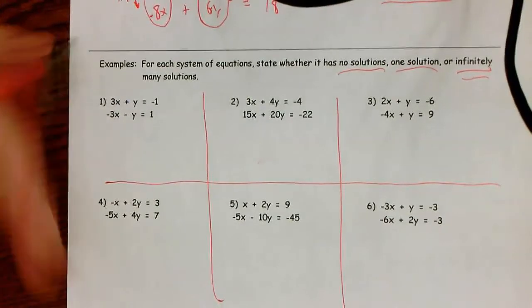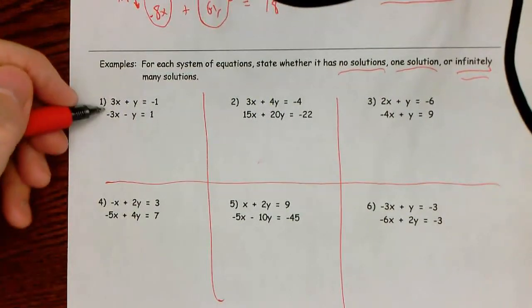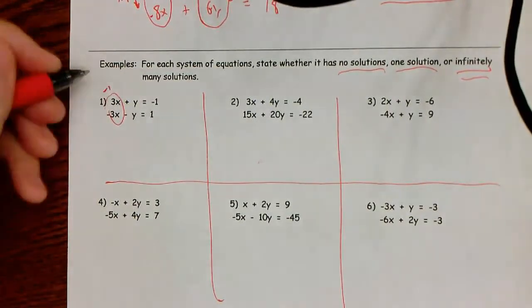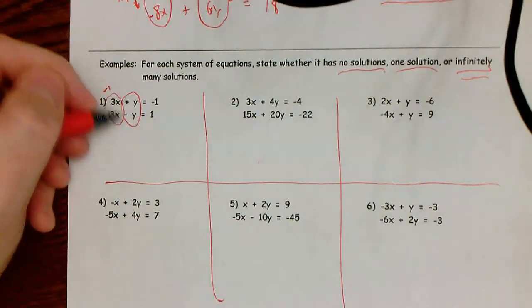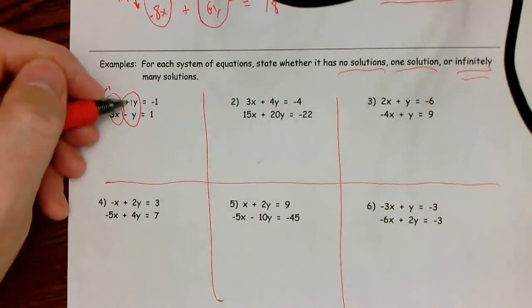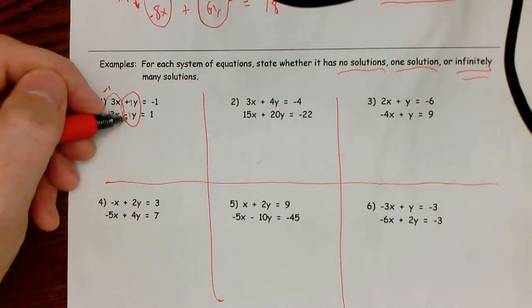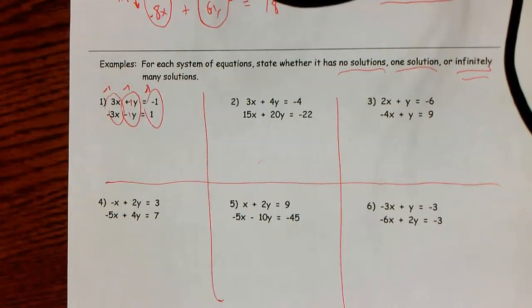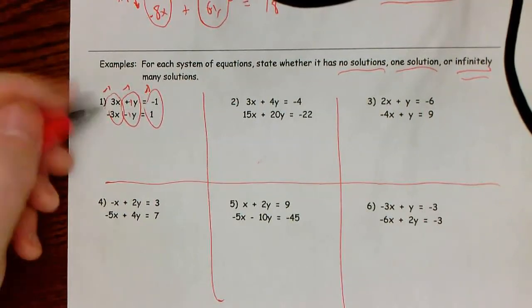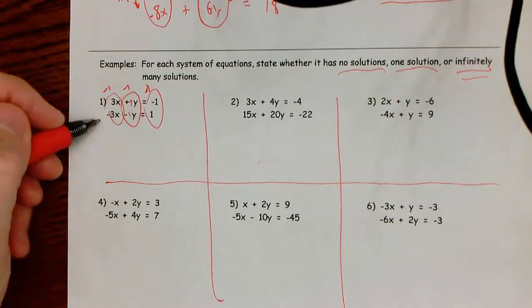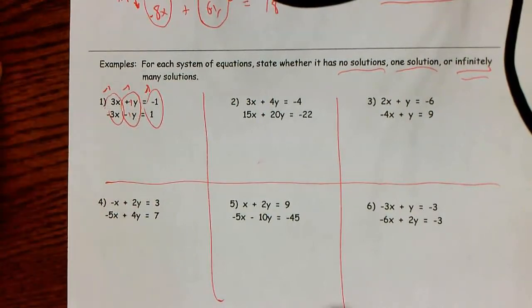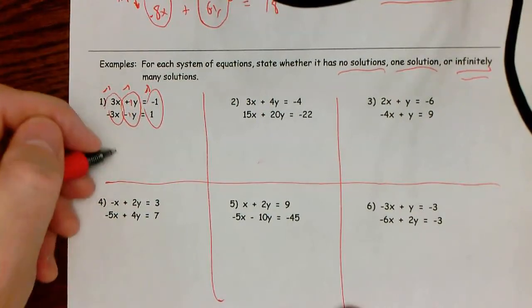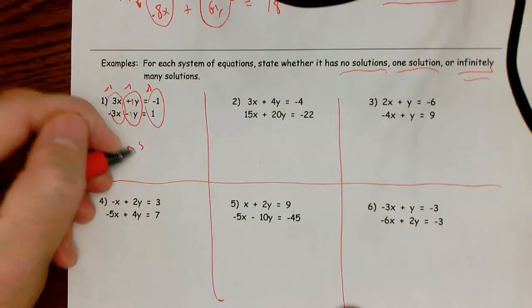So let's see. Here it looks like I am multiplying by -1. Here it looks like +1, and if I multiplied +1 by -1, I'd get -1. And here it looks like we're multiplying by -1. So the entire first equation can be multiplied by -1 to get the second equation. That is infinitely many solutions.